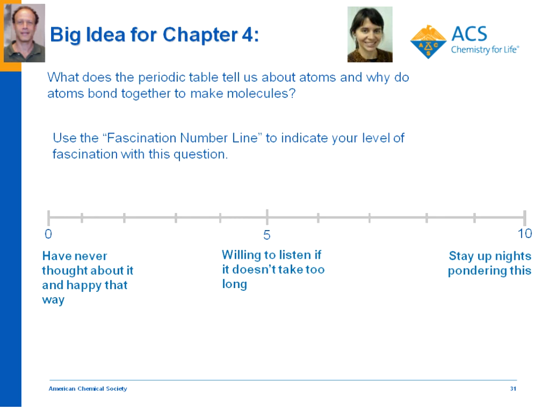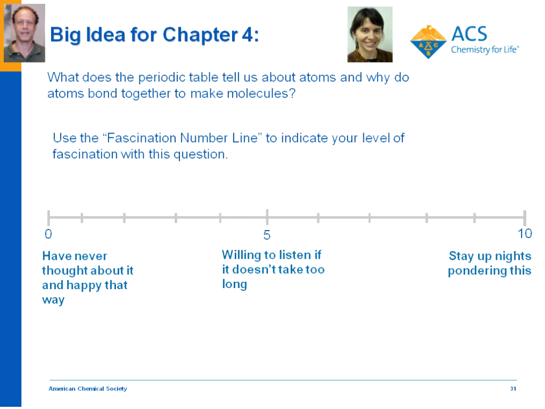So this particular fascination number line is for you to indicate your level of fascination with the following question. What does the periodic table tell us about atoms? And why do atoms bond together to make molecules? That's a kind of question that one could ponder. And so we're asking you where your fascination range is on this question.